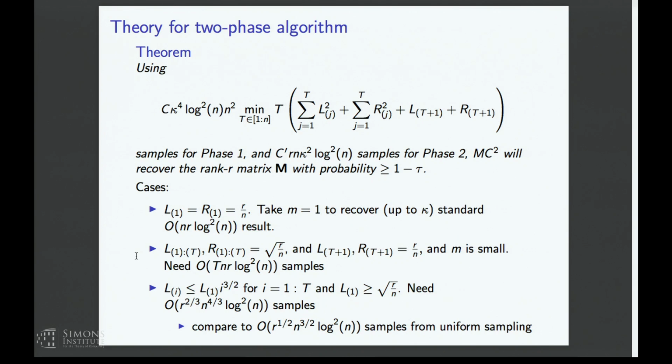There are some other cases we could look at. If the largest t left and right leverage scores are on the order of square root r over n, I think of this as a medium coherence range, and the remaining leverage scores are uniformly small, r over n, then with this adaptive sampling we still only need on the order of n times r times log squared n samples, multiplied by t, the number of larger leverage scores. So in this medium coherence range, we can get a sample complexity from adaptive sampling that's much smaller than what you would get by just doing uniform sampling.